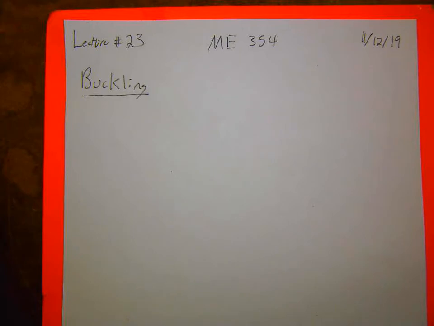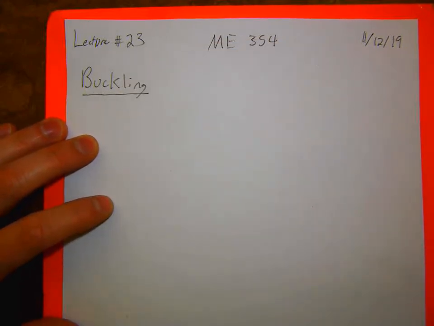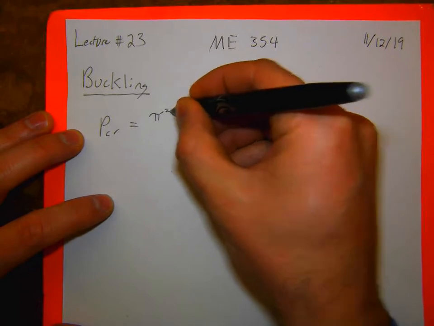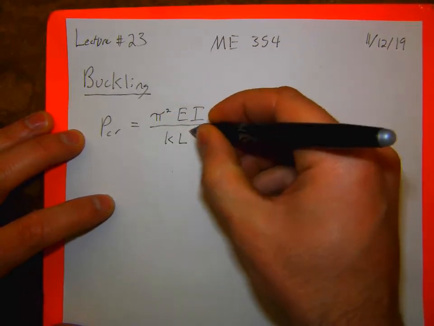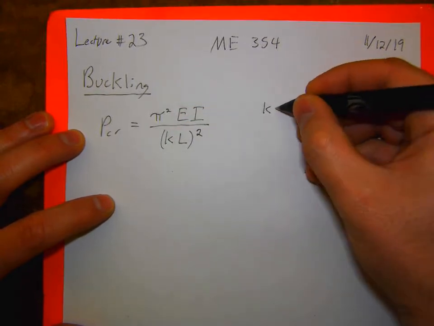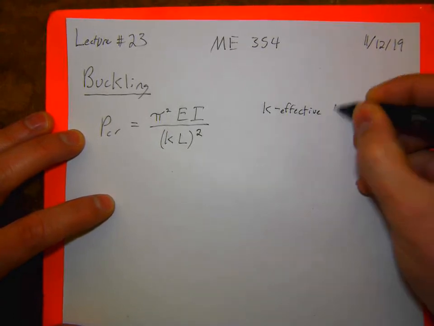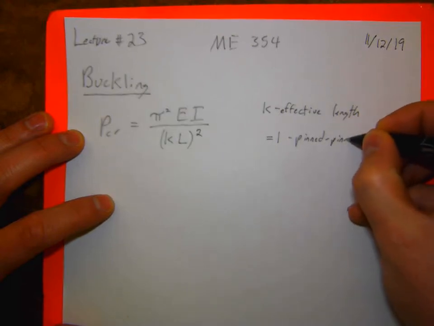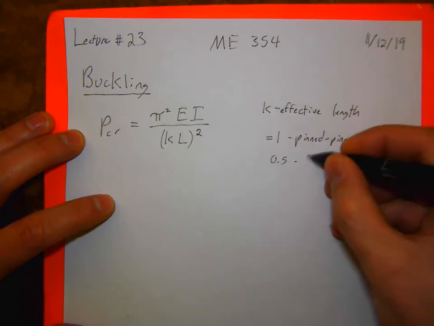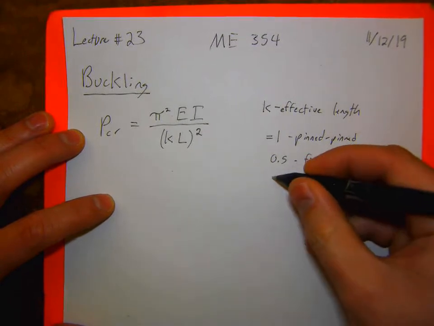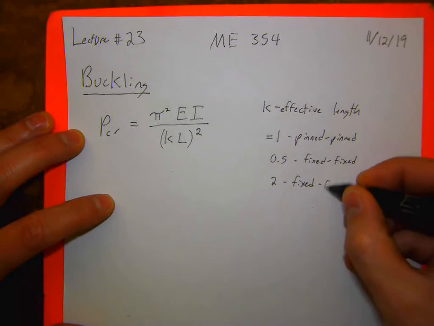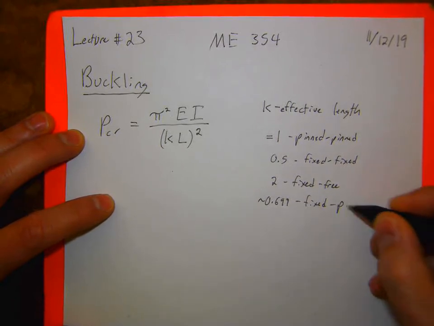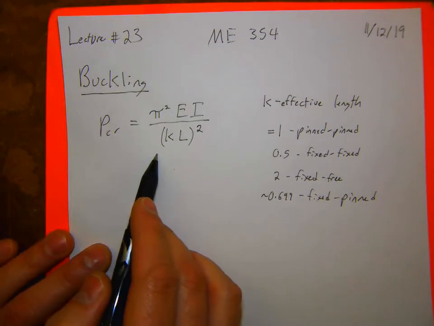And so I'd given one main equation for buckling. All of our thin column buckling we're going to be doing with Euler buckling analysis, where the critical load is pi squared EI over (KL) squared, where K is an effective length factor. Effective length factor is equal to 1 for a pinned column, 0.5 for a fixed column, 2 for a fixed-free column, and like 0.69 for a fixed-pinned column. And so this is the one main equation that we'll need for most of our buckling analysis.